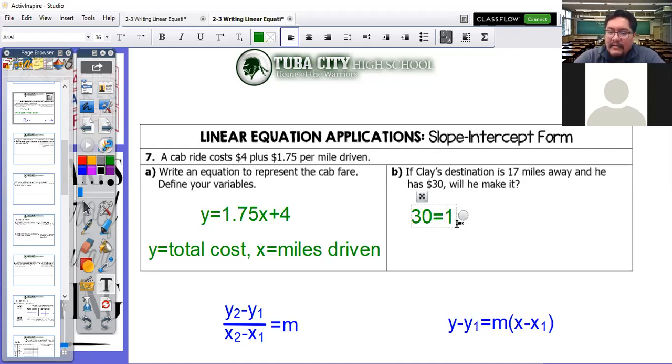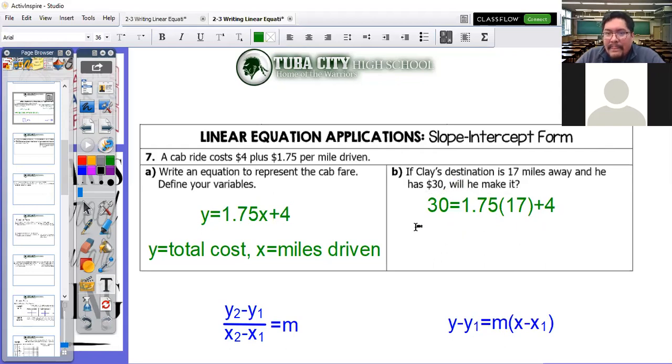And in this case here, the fee is still the same. It's still $1.75 per mile, which in this case, it says here that it is 17 miles away. Plus $4 just to have the cab show up.